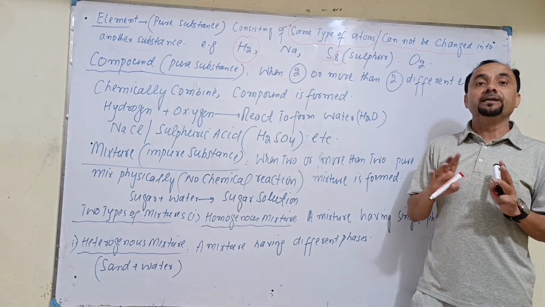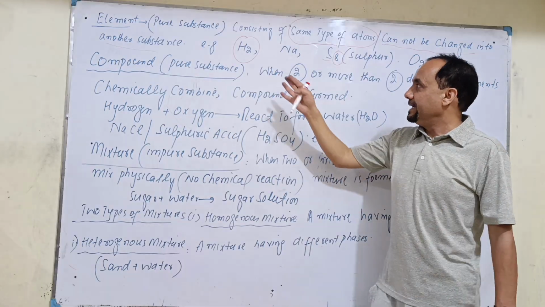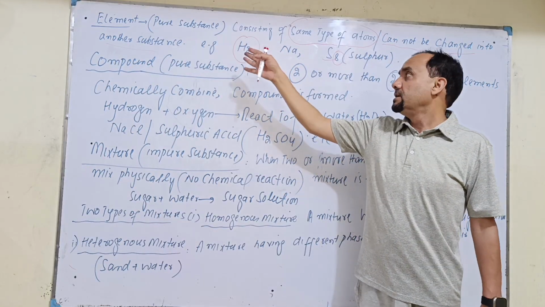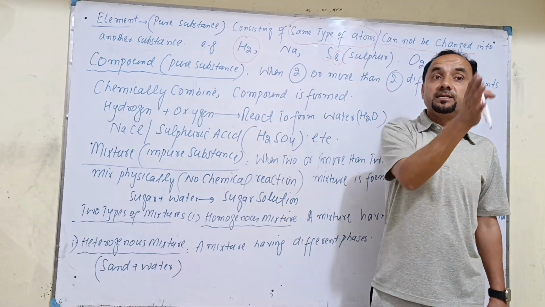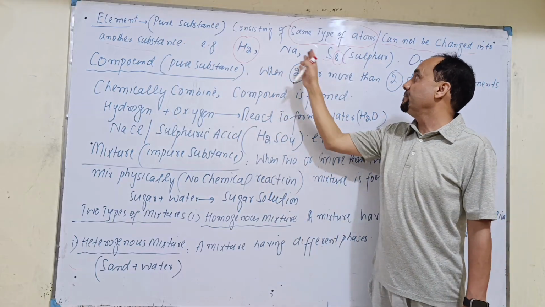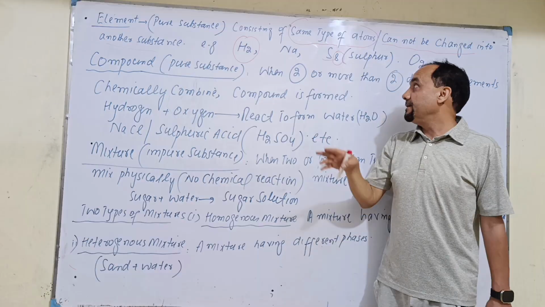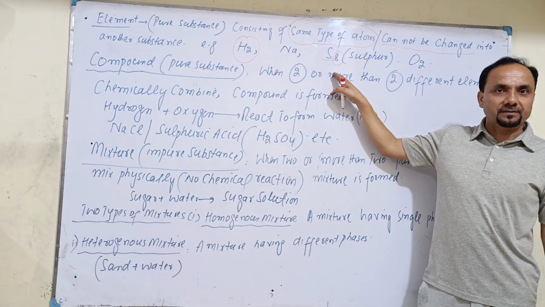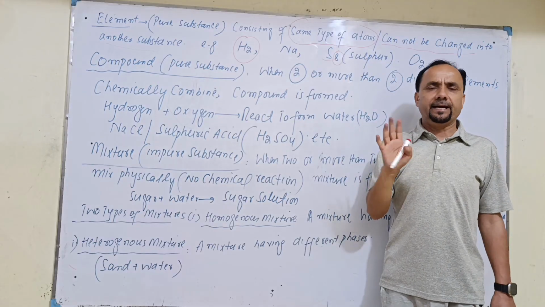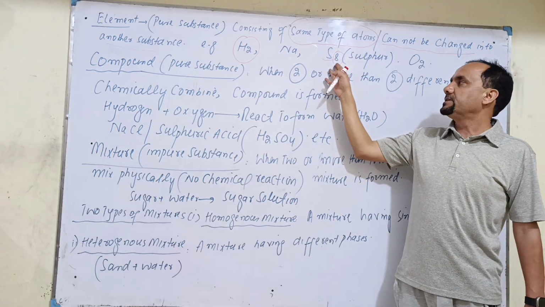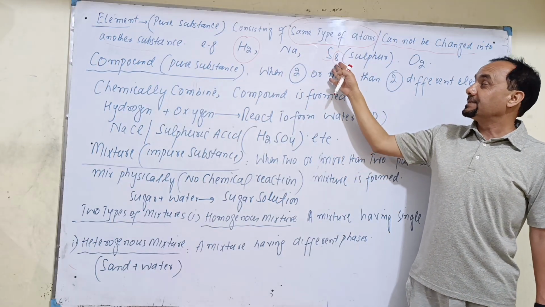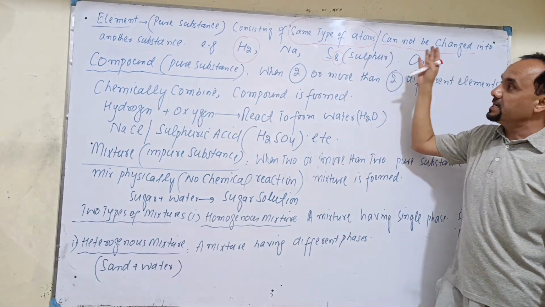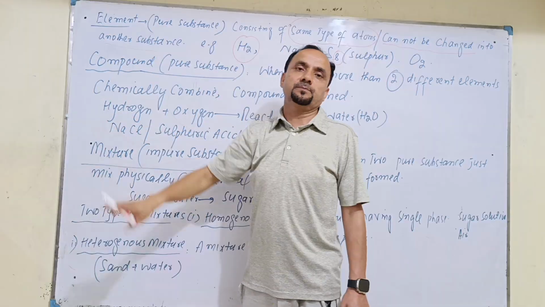These cannot be changed into another substance, because if I heat this hydrogen, I can get 2 atoms of hydrogen, but this hydrogen cannot be changed into oxygen. This cannot be changed into sulfur. If I decompose this sulfur, it contains 8 atoms of sulfur. So I will just get 8 atoms of sulfur. It cannot be changed into sodium. This sulfur cannot be changed into hydrogen. So elements cannot be changed into another substance.